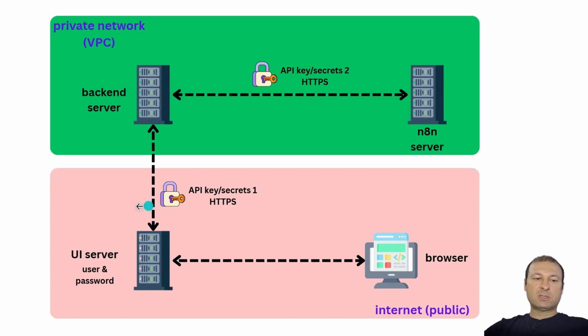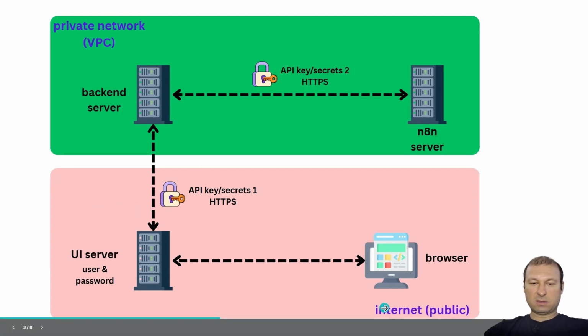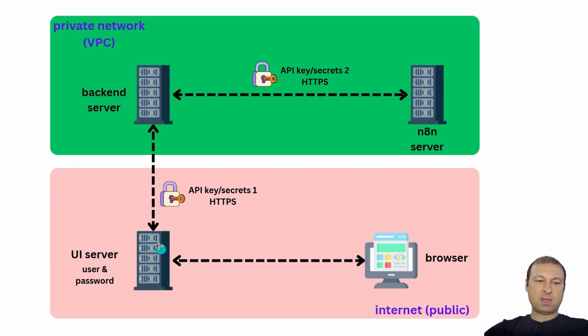So now, as you can see, we have here the internet, the public space, only this part where you only have the browser and the UI server that is rendering the browser. And in the virtual private network, you will deploy your backend server and your n8n server. For the backend server, of course, you will have to make some endpoints available to the UI server to be able to accomplish your functionalities, but that's it.